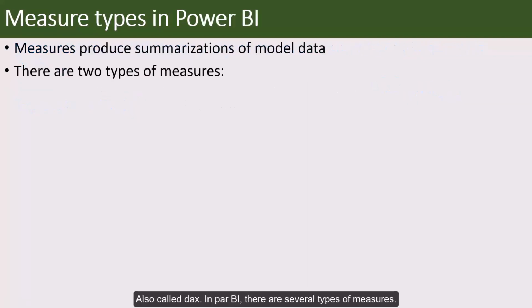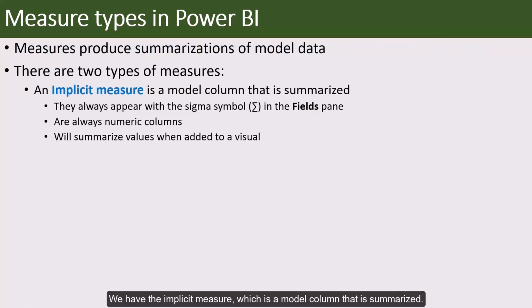In Power BI, there are several types of measures. We have the implicit measure, which is a model column that is summarized. Power BI creates this for you automatically. They will always appear with the sigma symbol in the field pane, and the implicit measures are always applied to numeric columns. They will summarize values when applied to a visual.